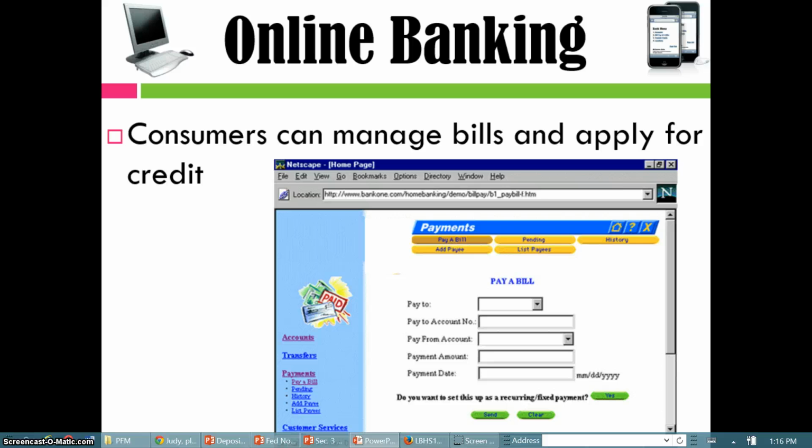Consumers can manage their bills and apply for credit, so you can set up all of your bill paying options. So maybe you have an electric bill, a gas bill, a water bill, your mortgage, and your car payment. You can set those all up within your online banking and have them paid for you on a recurring basis, for that same amount.